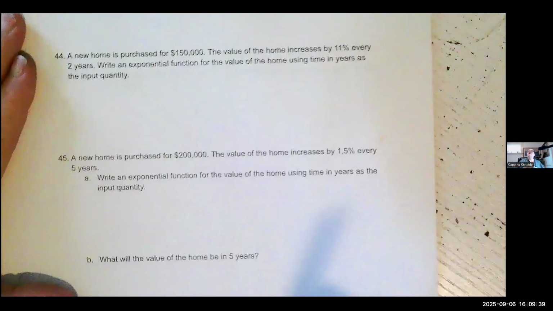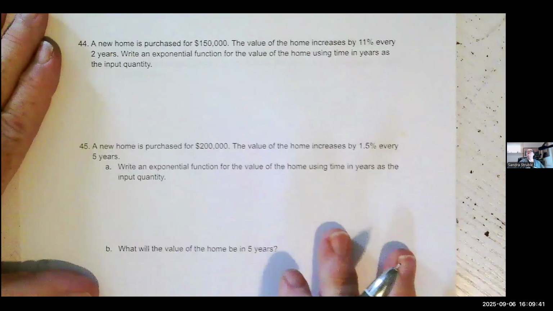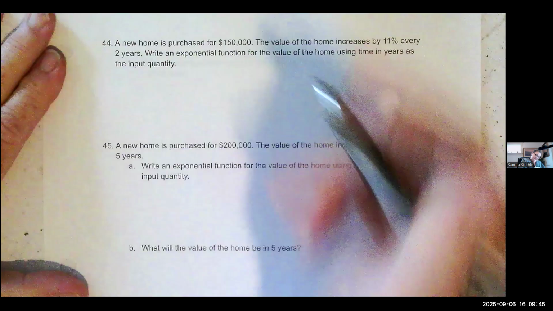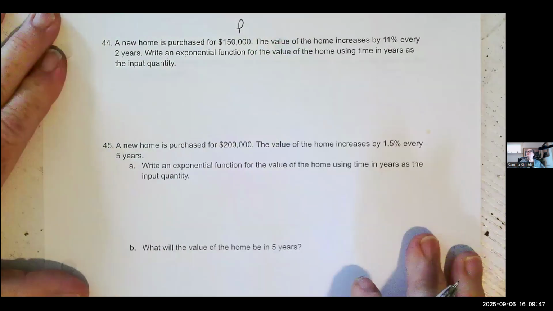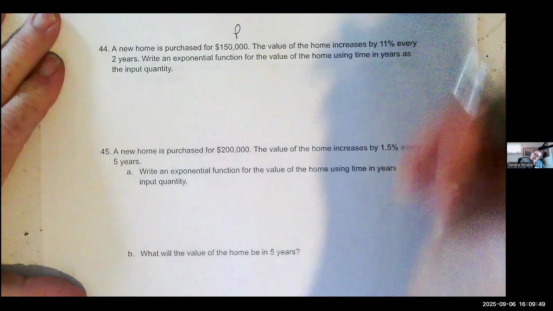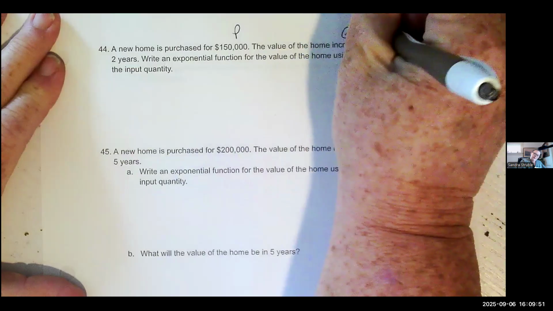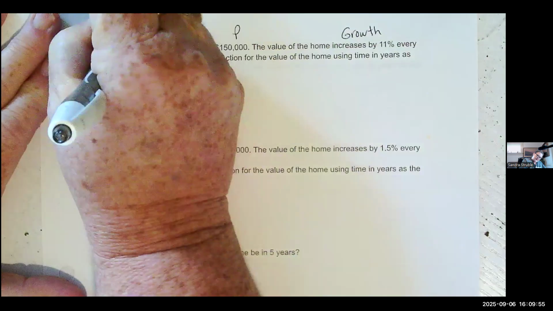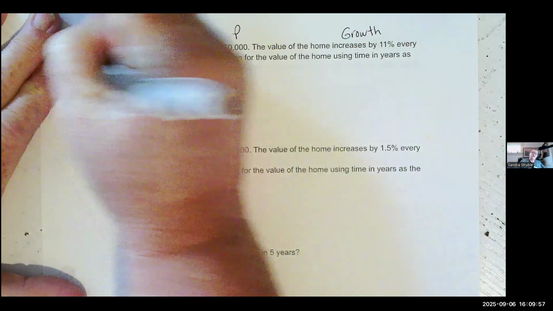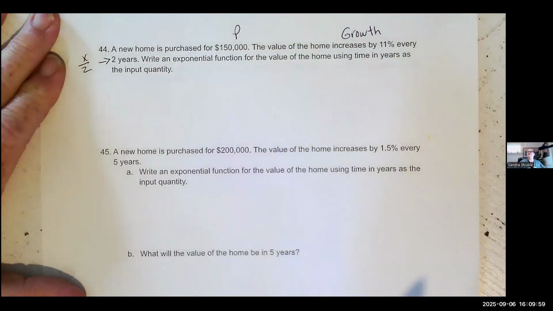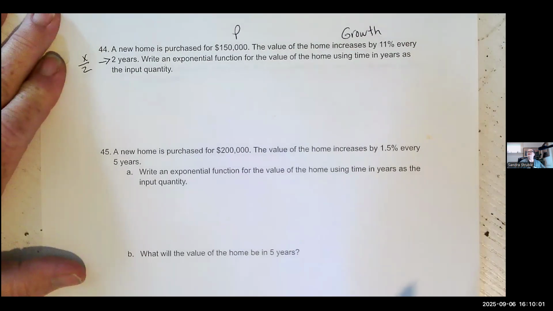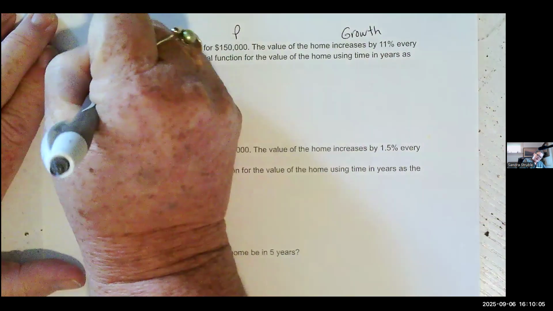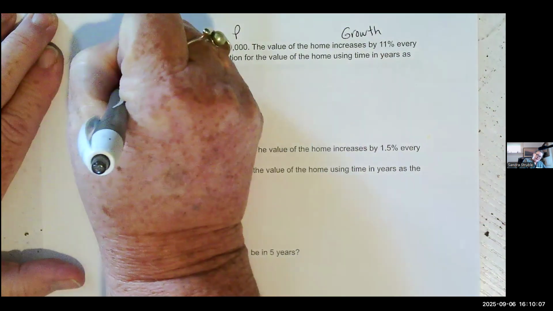All right. A new home is purchased for $150,000. That's my P. The value of the home increases. So we have growth. I know it's growth because it's a percent, every 2 years. This tells me it's going to be an x over 2. Write an exponential function for the value of the home using time in years as the input quantity. So I'm just going to use f of x because they don't tell me to use t.